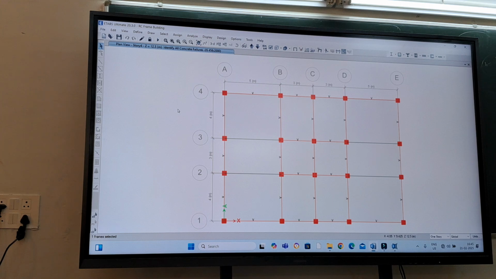What should be done to overcome the shear failure problem? So reduce the spacing of tie bars, but in ETABS how will you do it? Increase the grade of concrete, okay. Anything else? Reduce the spacing. Okay. Anything else? Depth of beam. Will it work?